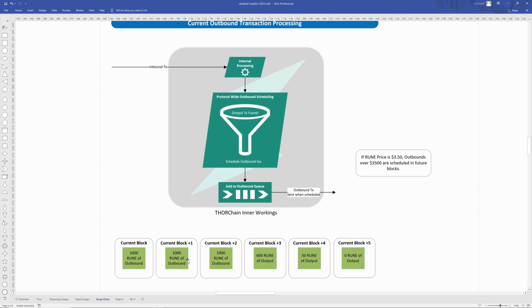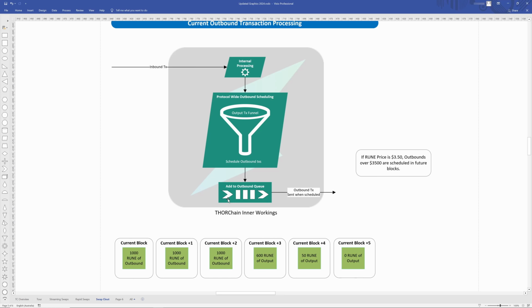And the subsequent blocks might be filled, as in the outbound capacity filled with other transactions. So you're essentially going to go to the back of the queue where there's capacity. It looks forward up to 720 blocks and finds where there's the next room in the block to process that outbound. That outbound will then be scheduled at that specific block. So it could be in 5 blocks' time, it could be in 50 blocks' time, 100 blocks' time, and so forth.